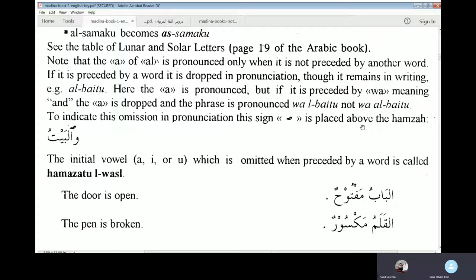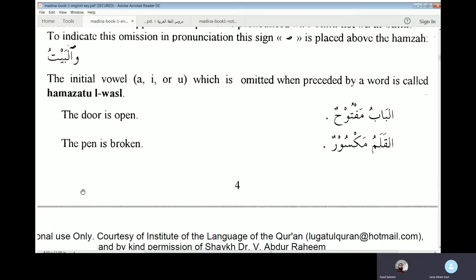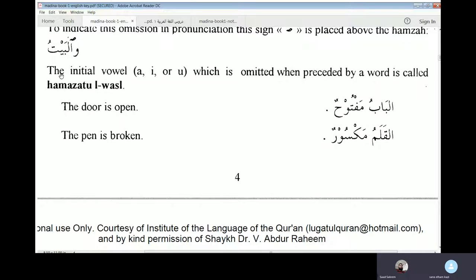Hamzatul Wasal is placed above the Hamza. Wal baytu. Hamzatul Wasal. So the initial vowel, Alif, or E, or U, which is omitted. Here, A means Fatha, I means Kasra, U means Dhamma. Fatha, Kasra.